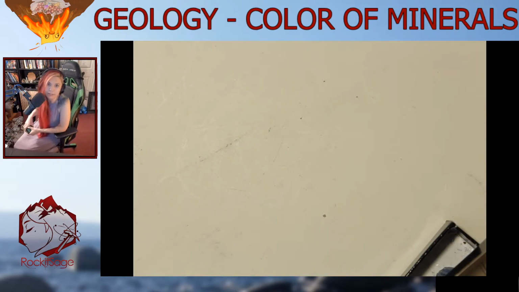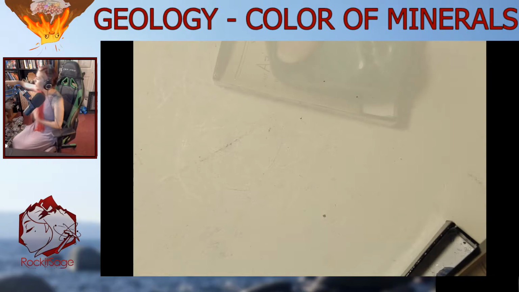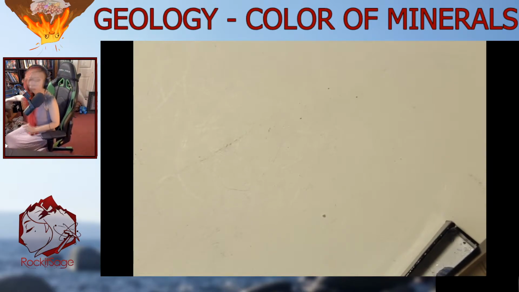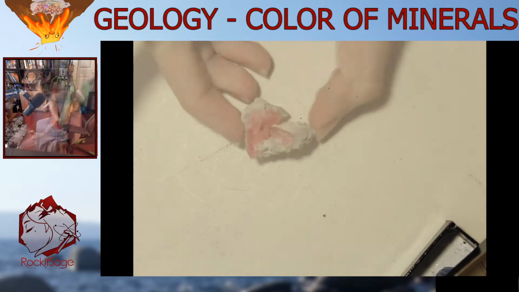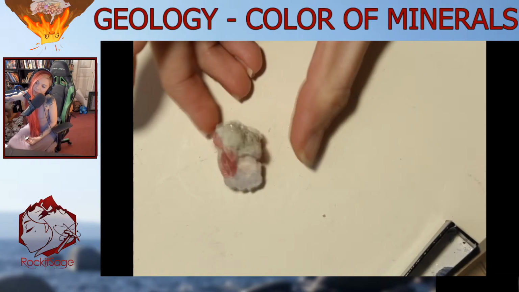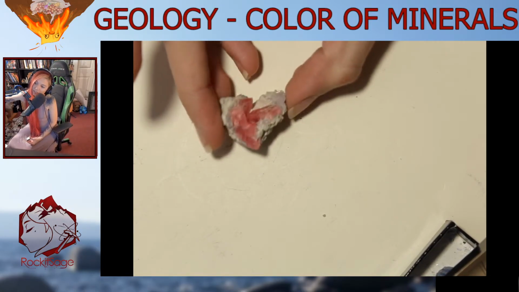Iron can make a lot of reds in minerals, of course, like hematite. It can make the purple in amethyst. It produces the red in limonite, which is a hydrated iron oxide, whereas hematite is just regular iron oxide. It's not hydrated. Manganese produces the pink color in rhodochrosite, another carbonate. This pink here is because of manganese.